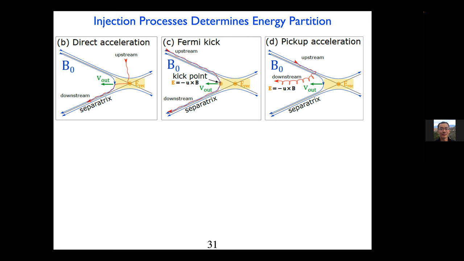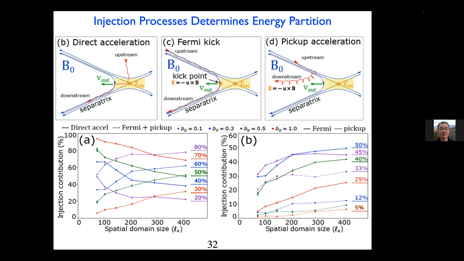It's more like a pickup process, where the particle is demagnetized, becomes magnetized again in the outflow, and gains energy. This figure is complicated, but more or less, when we reach a large simulation domain, we find that for different gamma field, the Fermi and pickup processes are more important for low gamma field, and when you get to the strong gamma field regime, the direct acceleration is more important. So I will probably skip this one.